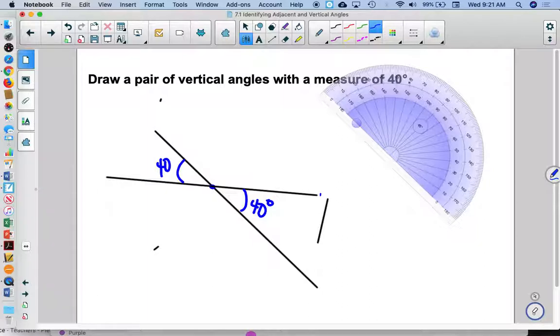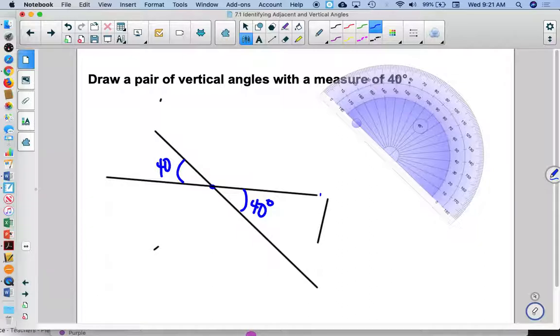Using this same line, just make it longer. These two would be vertical, because this is nothing more than an extension of the original line. So these two are vertical. Good.